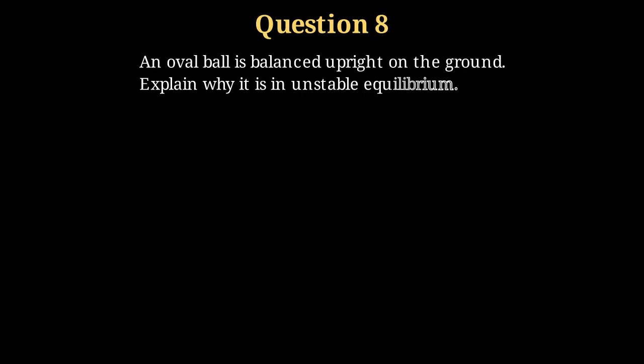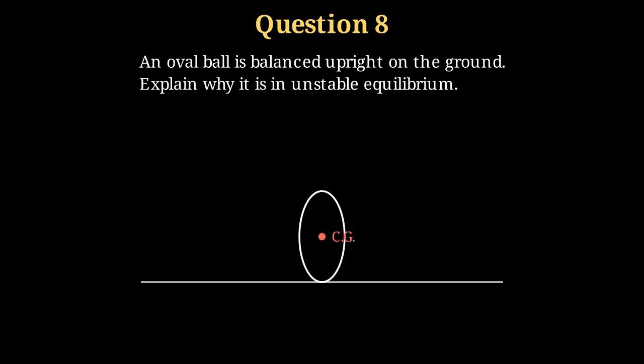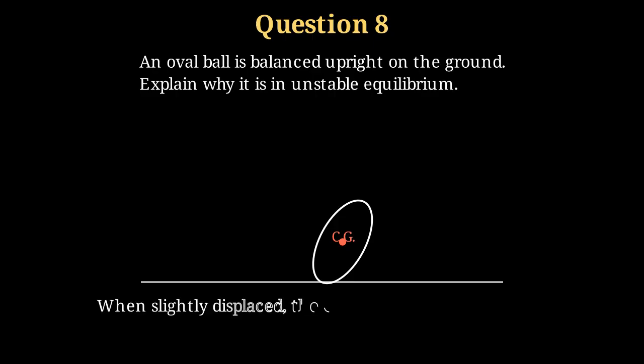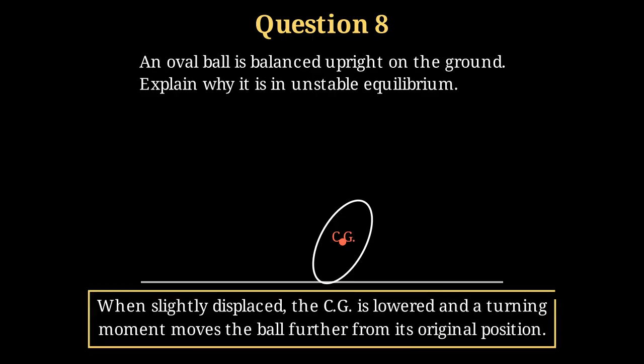Question 8. An oval ball is balanced, standing on its end on the ground. Explain why this is unstable equilibrium. Balanced upright, its center of gravity is high, sitting directly above the tiny point of contact with the ground. Give it the slightest push, and the center of gravity moves outside the base, and it is lowered. The weight then creates a turning moment that topples the ball further from its original position. Because a small displacement lowers the center of gravity and moves the ball further away, it is in unstable equilibrium. Well done.